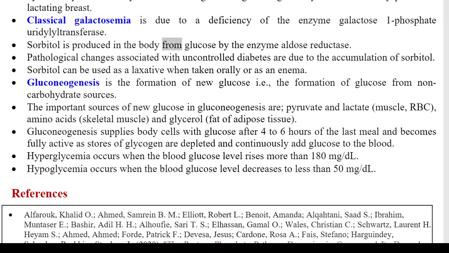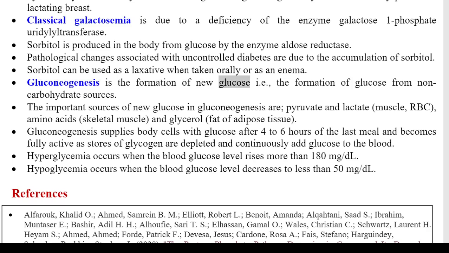Sorbitol is produced in the body from glucose by the enzyme aldose reductase. Pathological changes associated with uncontrolled diabetes are due to the accumulation of sorbitol. Sorbitol can be used as a laxative when taken orally or as an enema.